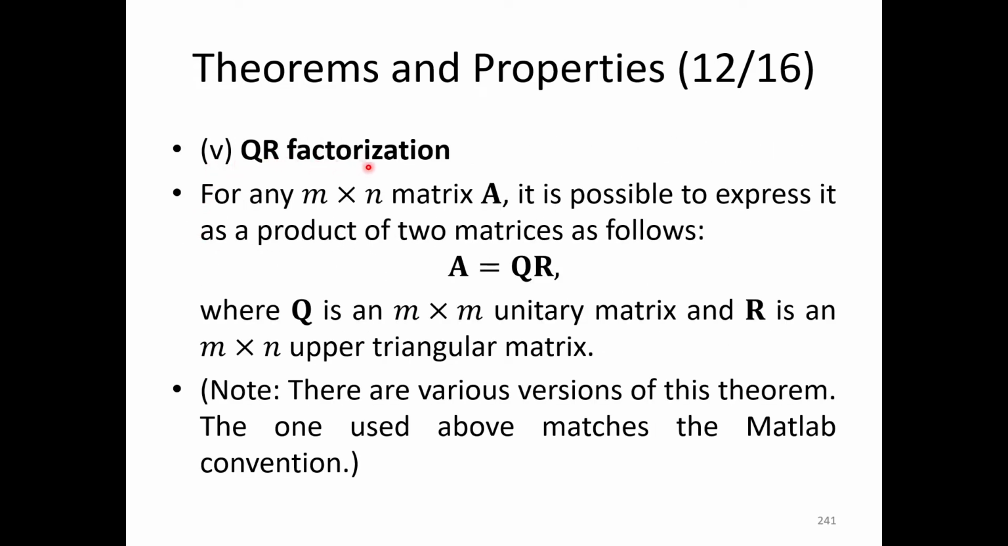QR factorization. For any m by n matrix A, it is possible to express it as a product of two matrices as follows. A is equal to Q times R, where Q is an m by m unitary matrix and R is an m by n upper triangular matrix. Okay, what is an upper triangular matrix? Please see the handout.